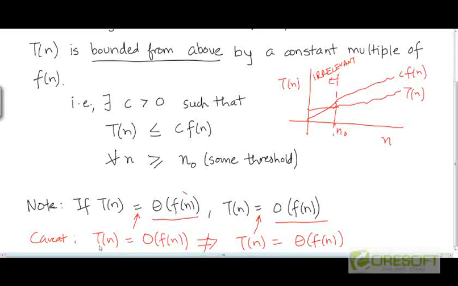Whereas here we are only talking about an upper bound. All that we are saying is there exists a constant multiple of f of n which is bounding T of n from above. This does not imply that some other constant multiple of f of n should necessarily bound T of n from below. So we'll look at this through a few examples in the next few videos.